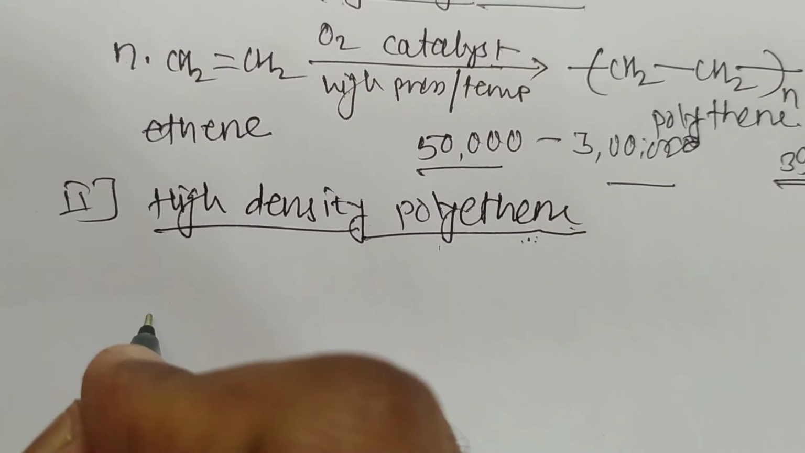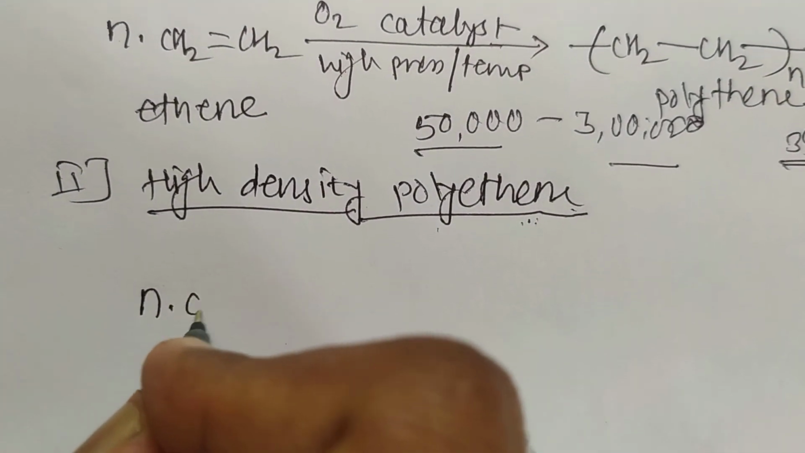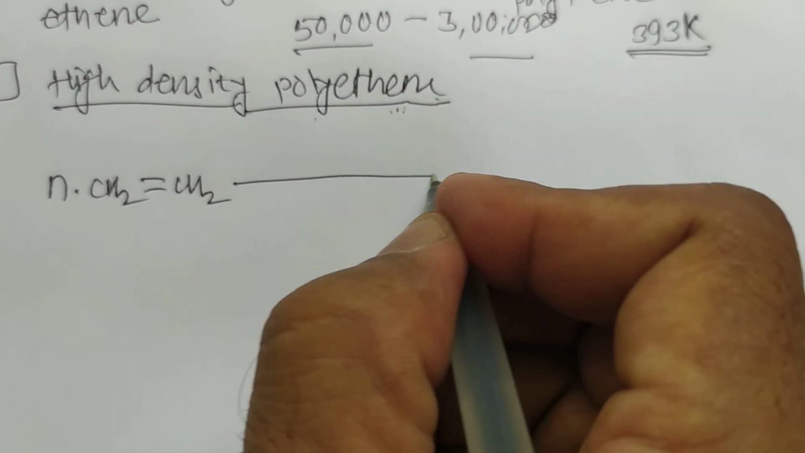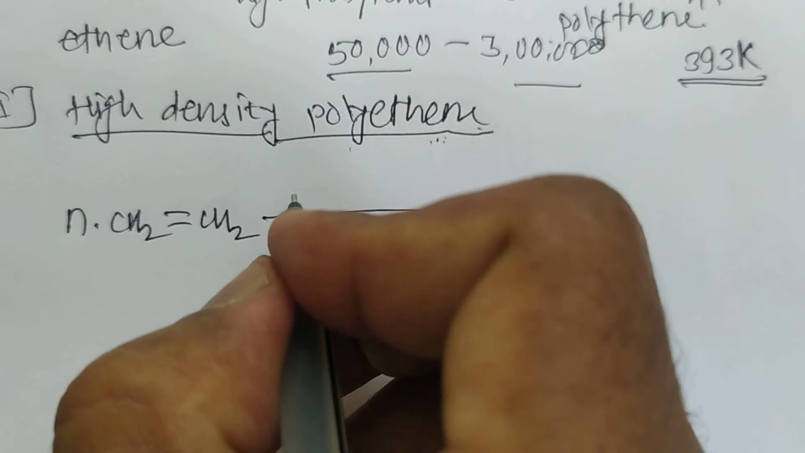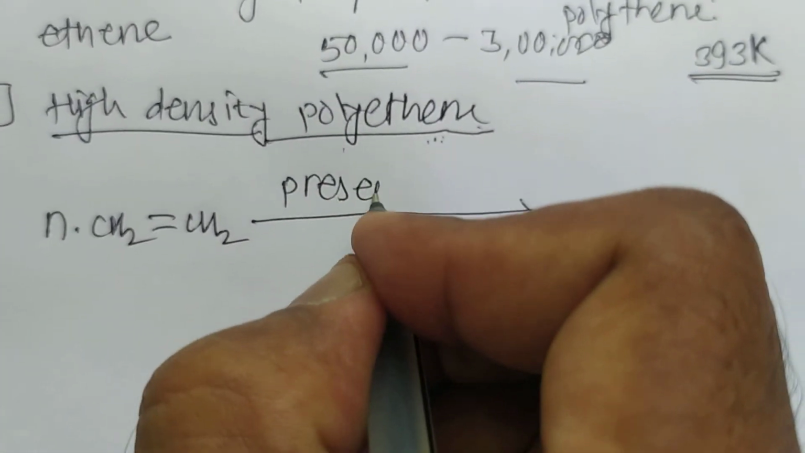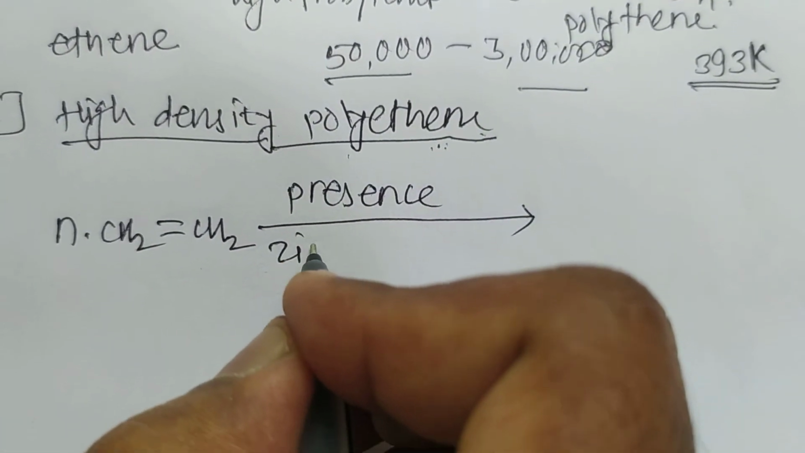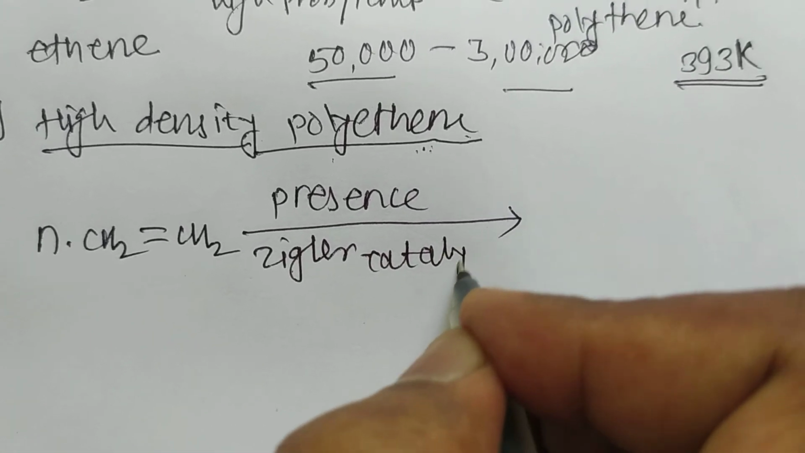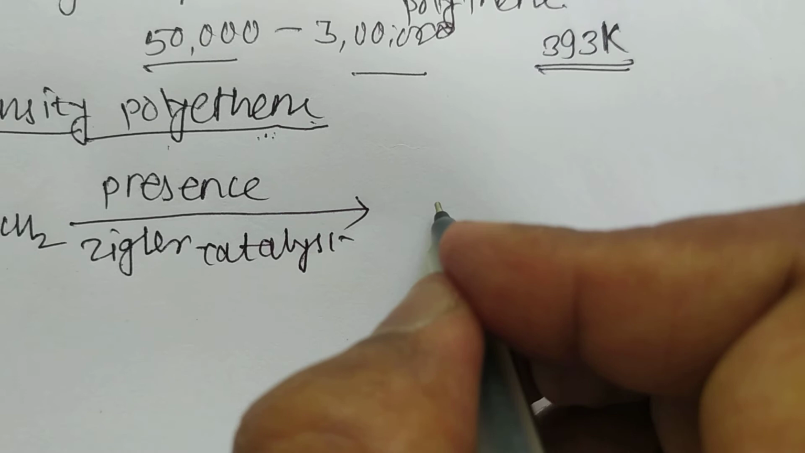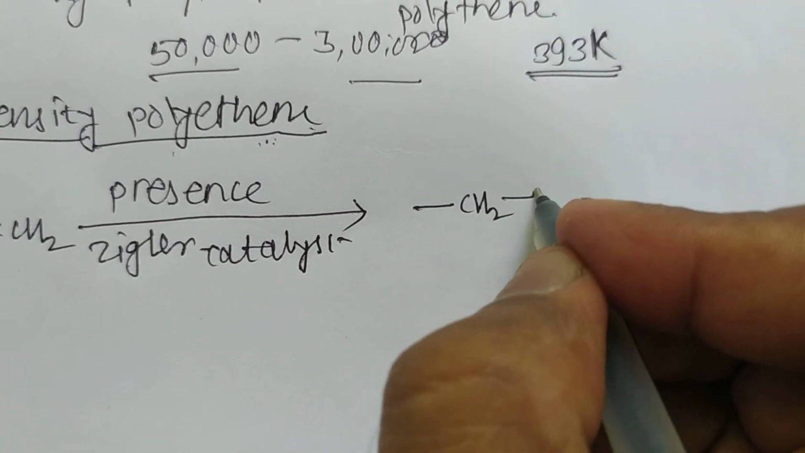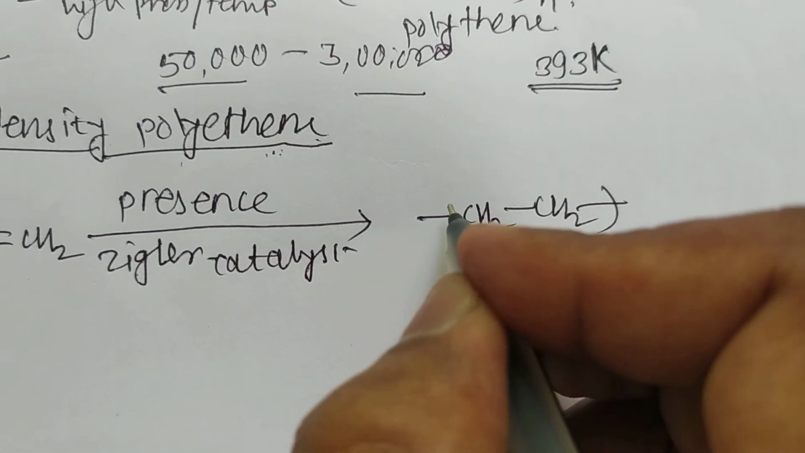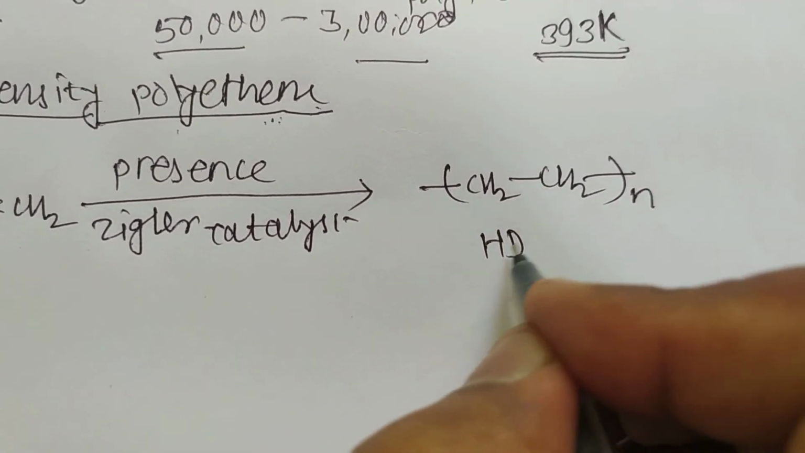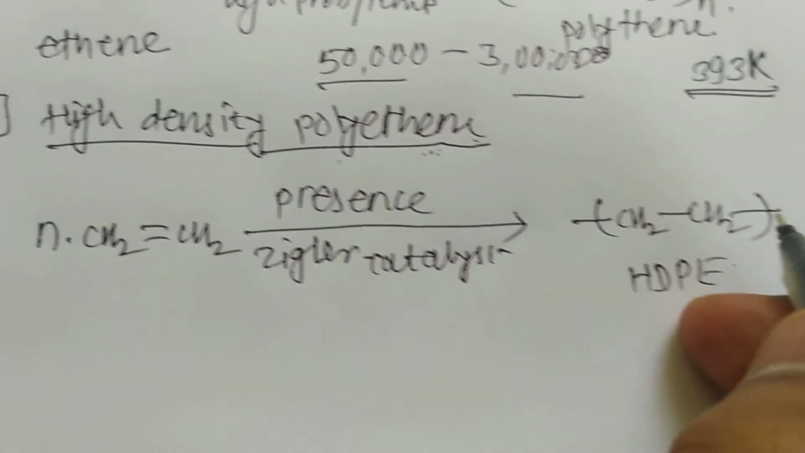And the simple polymerization reaction is when ethene monomer undergoes polymerization in presence of Ziegler catalyst, then we can obtain here (CH2-CH2)n, and it is called high density polyethylene.